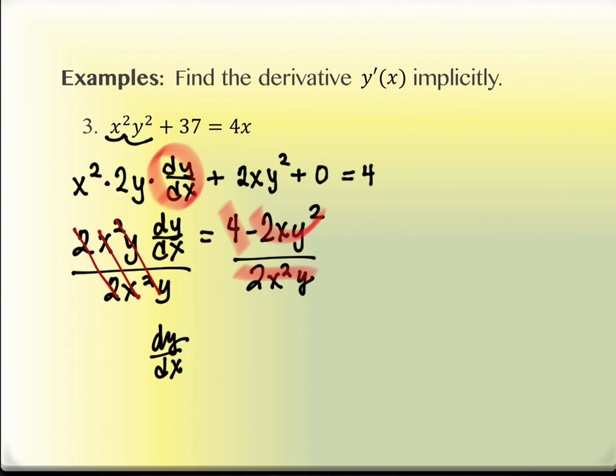And there is something. What's in all of them? A 2. They would all divide by 2. And that's it. There's nothing else that they will all divide by. So that is what we will do next. We will divide each one of them by 2. So if I divide 4 by 2, I get 2. And if I divide the 2xy squared by 2, I just get xy squared. And then if I divide the 2x squared y by 2, I just get x squared y.